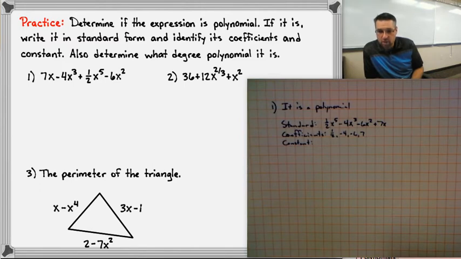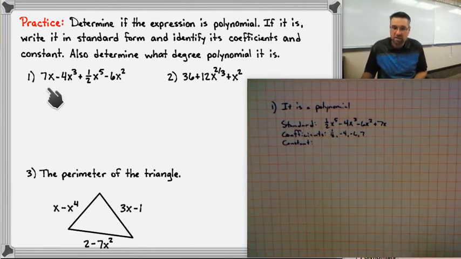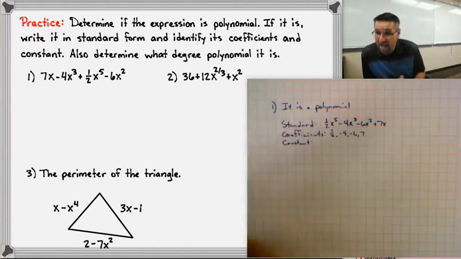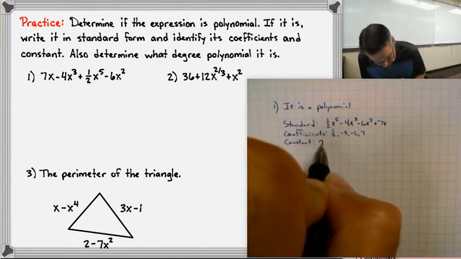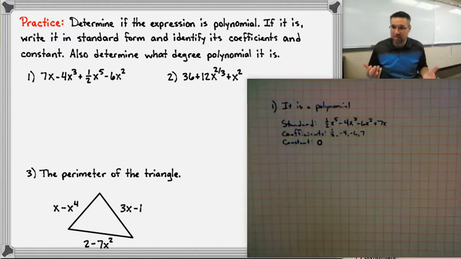And then our constant, remember, our constant is the term that has no variables in it. It's just a number. So we can see in our case, we don't have a term that has no variables in it. They all have variables. So we don't have a constant, or we could say our constant is 0, because if I add 0 to anything, I don't change the value. Okay, so that's number 1.